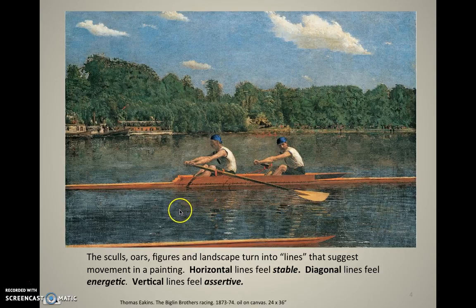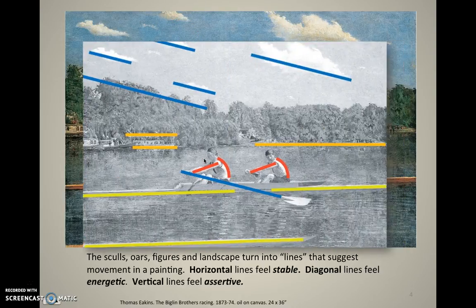We can also see this in Eakins's paintings. So you see the horizontal line of the boat, the horizontal line of the shore, diagonal lines of the clouds. Each one has a different feeling to it. So horizontal lines in a work of art tend to feel stable, or they tend to make things feel like they are at rest, whereas something that is diagonal feels energetic, and a lot of times something vertical feels very assertive. And so if you overlay from the text the lines that are in the work of art, you can see how they are working in this painting.